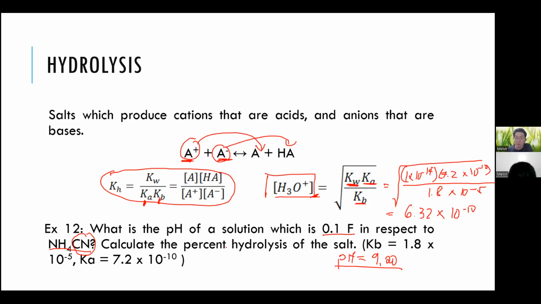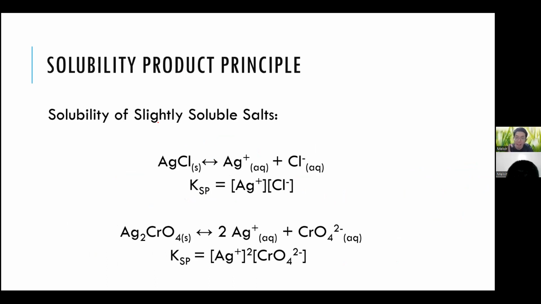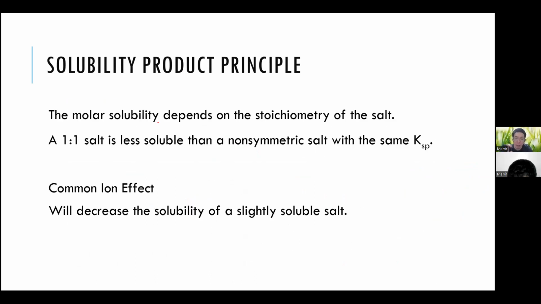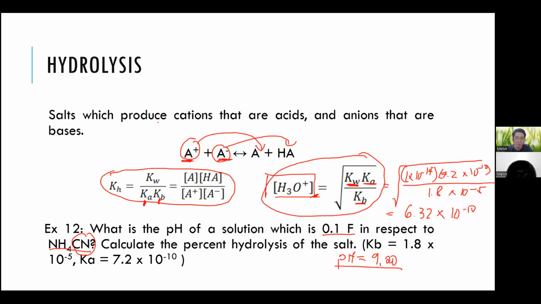So your pH now is 9.20. Okay, so just remember this equation: for salts where the cation will be an acid and the anion will be a base. Okay? So this one, maybe this is where we will tap. I mean, this is our end topic, but let's finish this Ksp. So we ended up now with the salts, no?